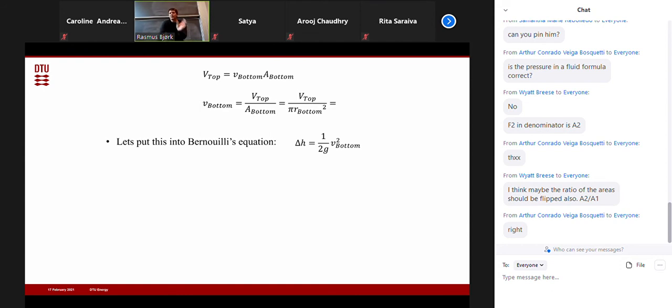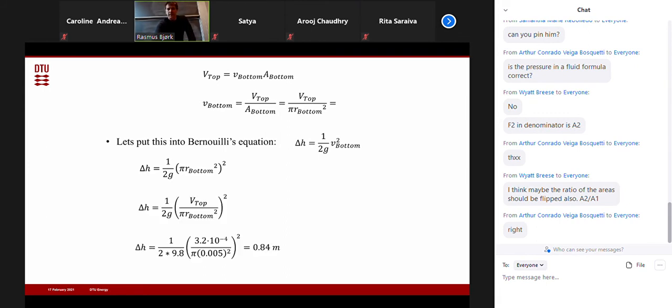Now we go back into this modified Bernoulli's equation we have. We take this velocity at the bottom term, put it into there, and then we're going to have basically an entire equation where we have all the knowns except our change in height. So we put this, sorry, that slide should not have come in there.